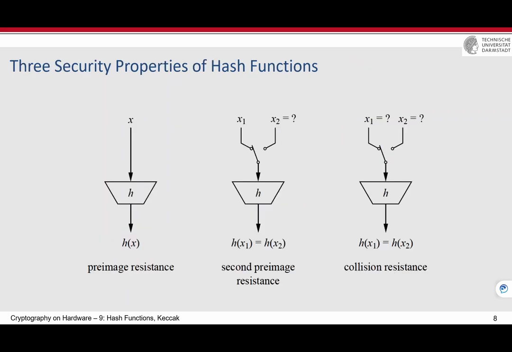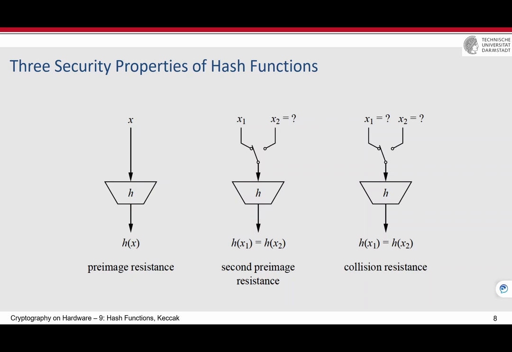Clear? There are 3 security properties of a hash function, just as a recall, if you have seen it or you have not seen it. There is pre-image resistance. Because usually X is larger than the hash, the question is whether you can find some X which generates the same hash. And here the second pre-image resistance is also connected to this pre-image. It means finding exactly another X which generates the same hash.